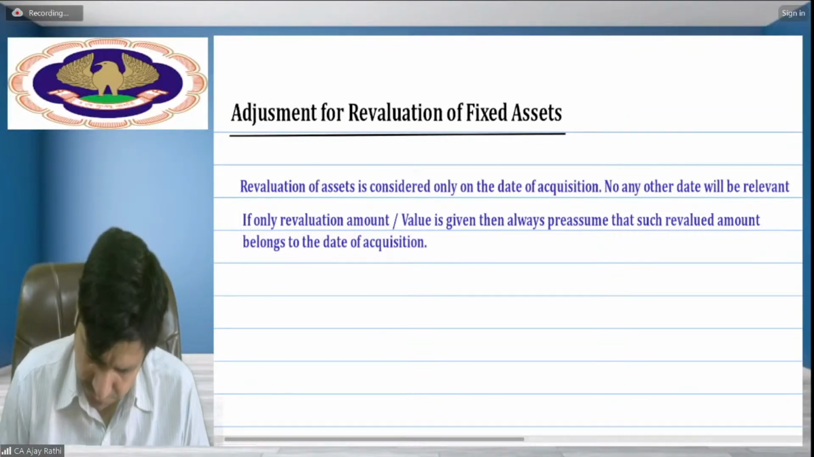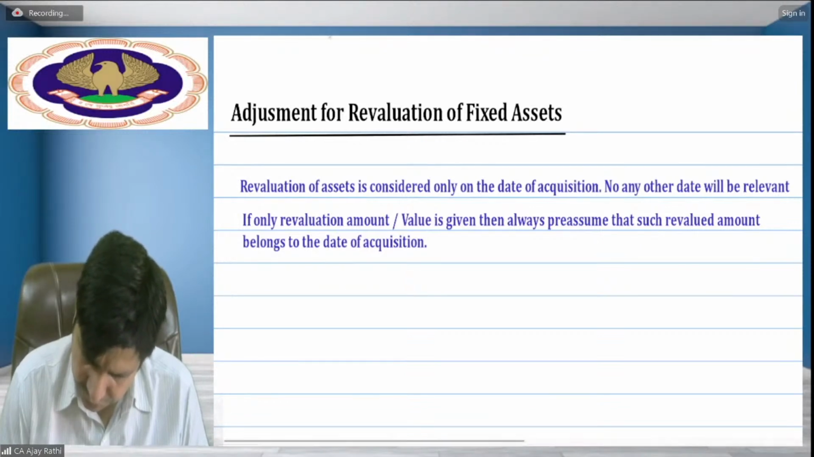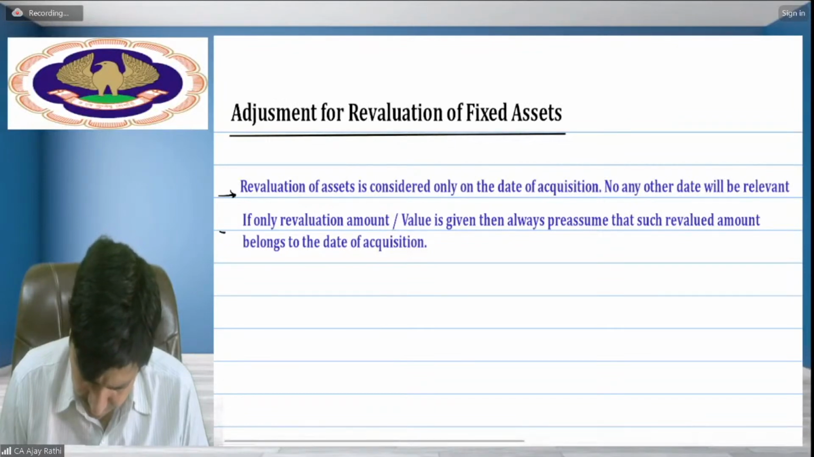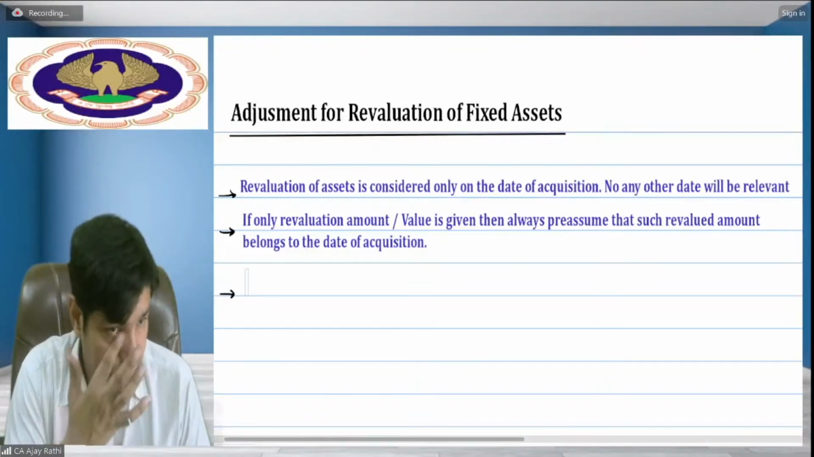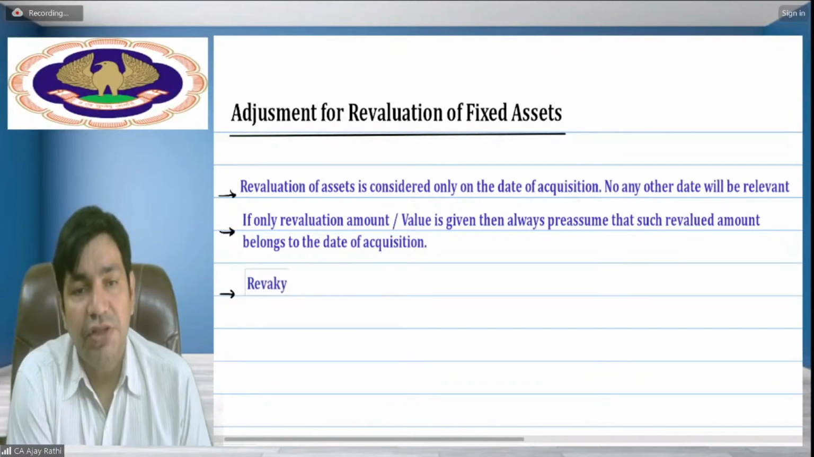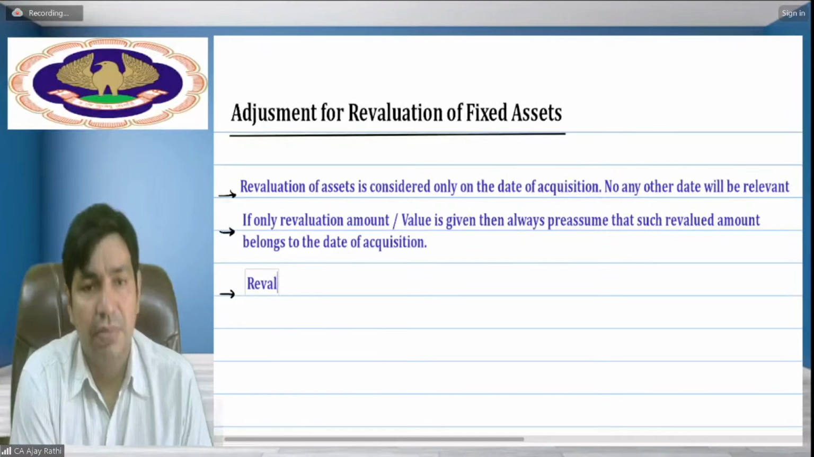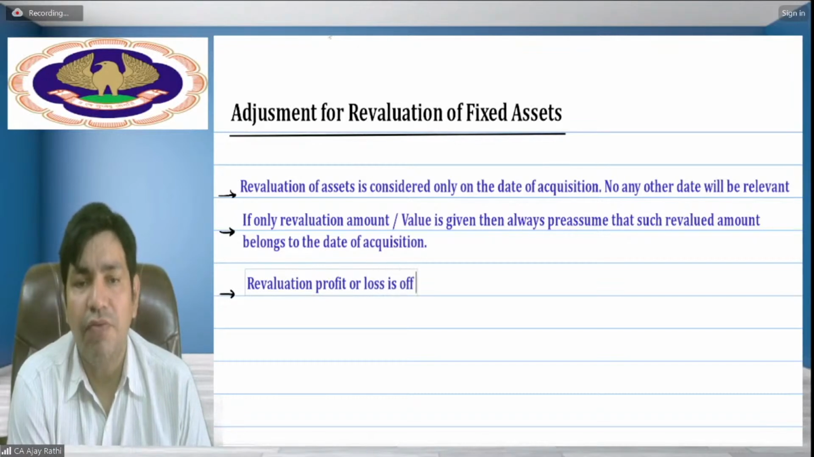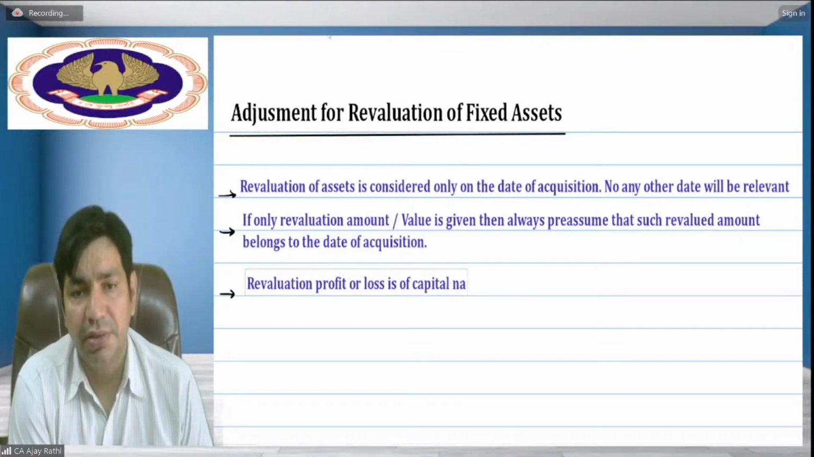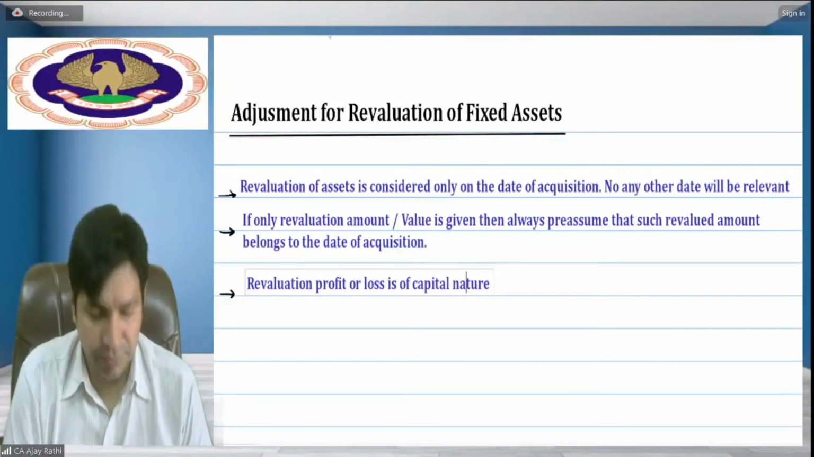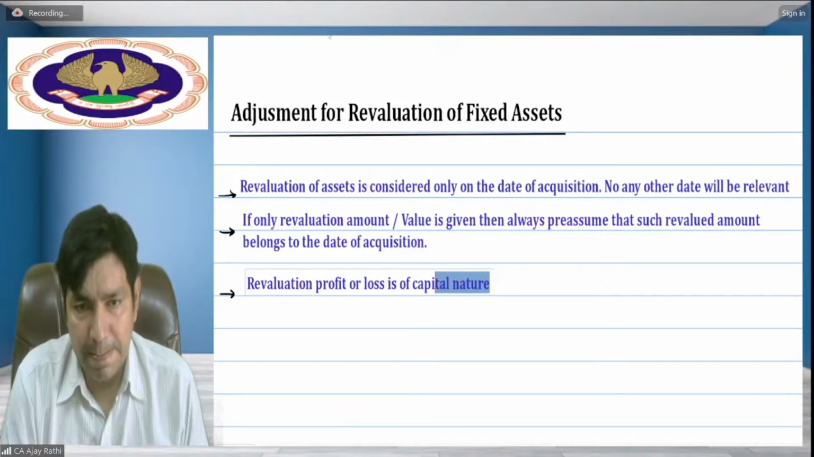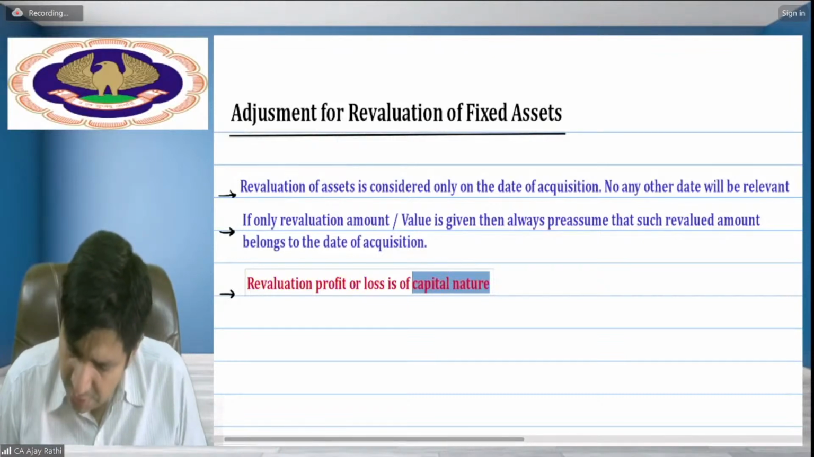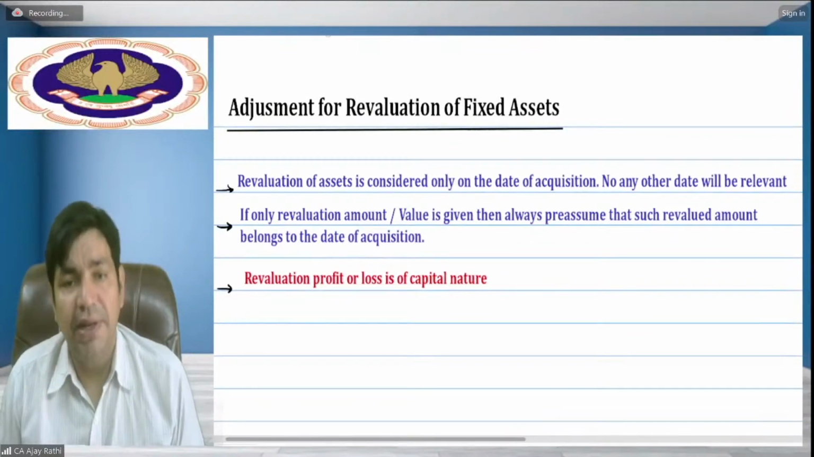Third point. Revaluation profit or loss is of capital nature. Okay beta.